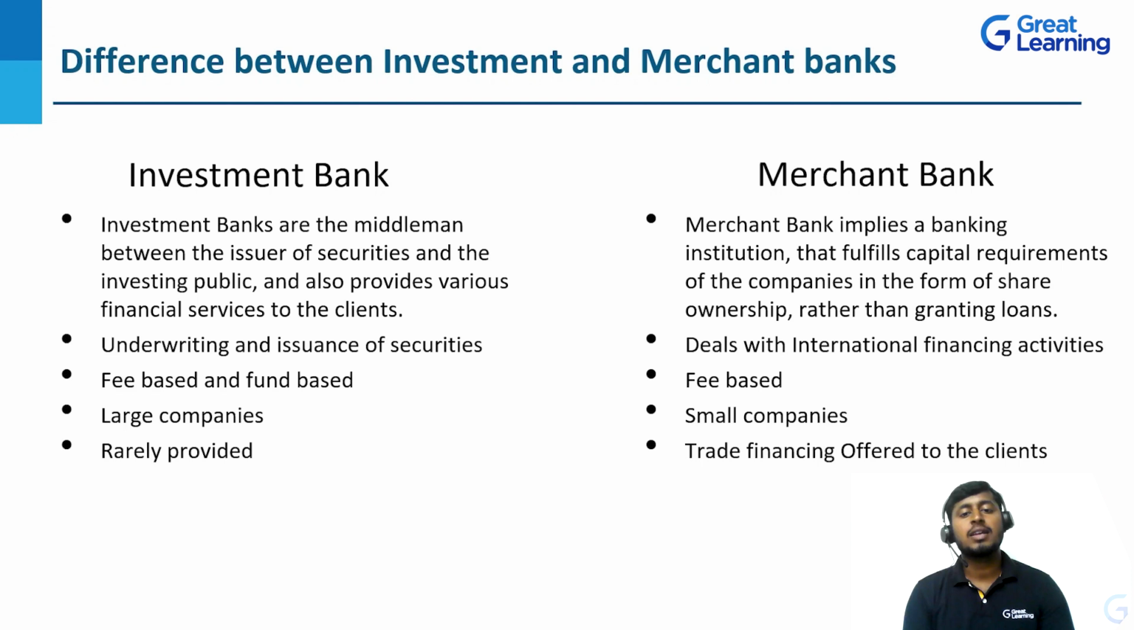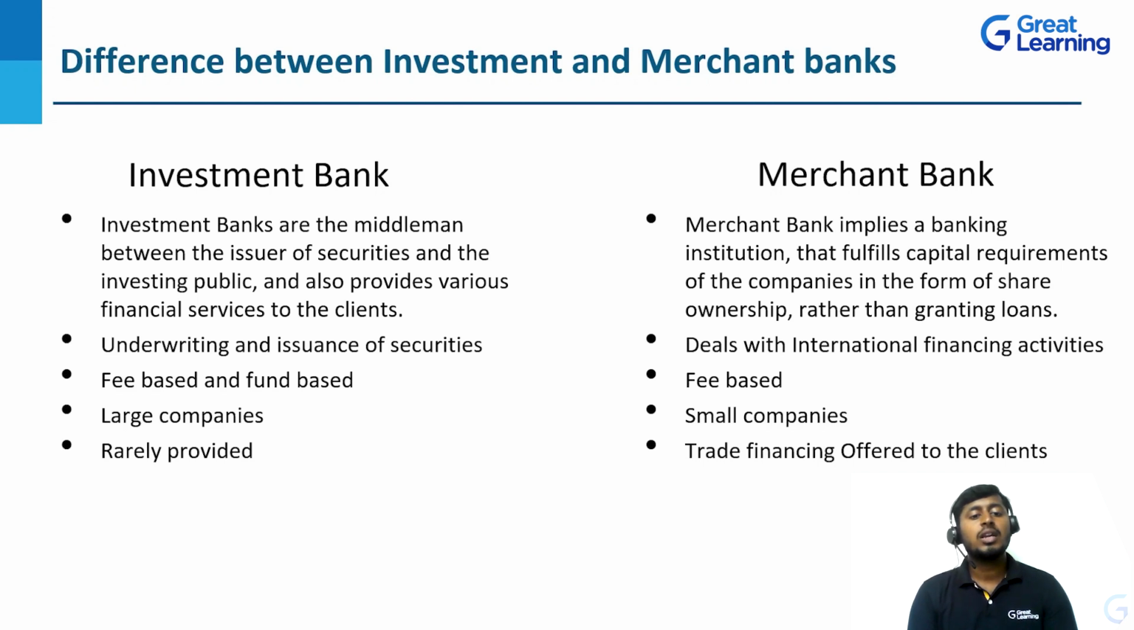Difference between investment banking and merchant banking. Investment banks are the middleman between the issuer of securities and the investing public, and also provide various financial services to the clients. But merchant bank implies a banking institution that fulfills capital requirements of the companies in the form of share ownership rather than granting loans. So merchant banking is one of the functions of investment banking. Okay, so they are going to do all the other services also, but merchant banking is specialized only in the issue management, okay, so capital requirement to the organizations.